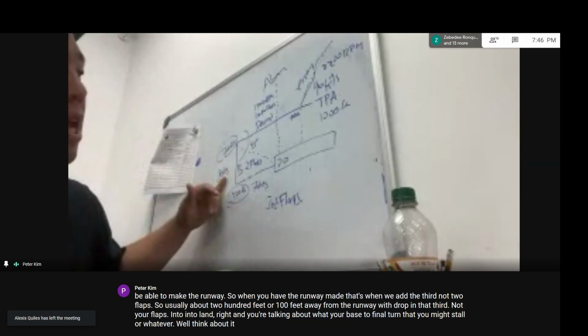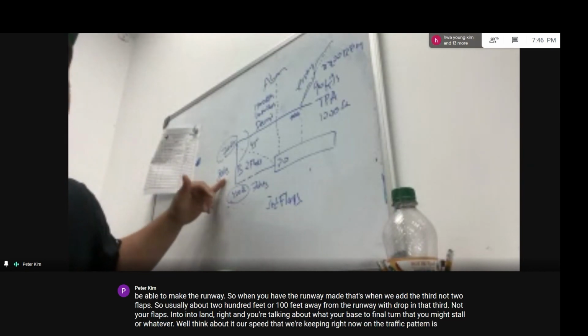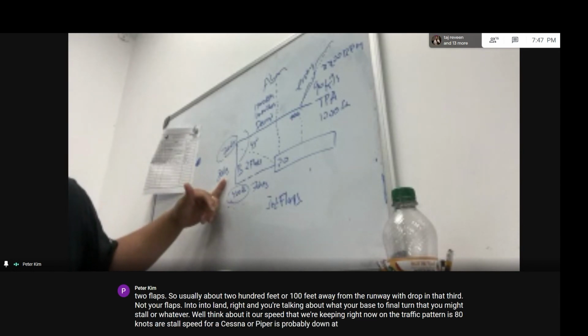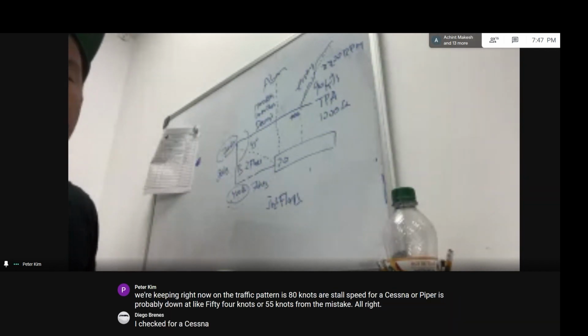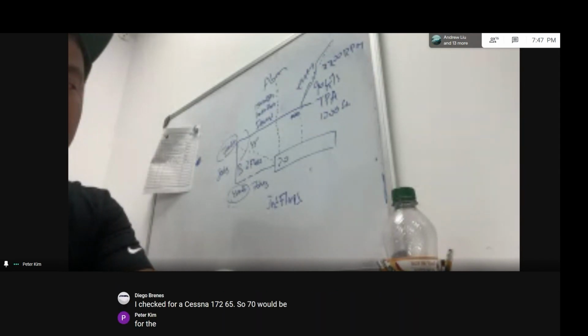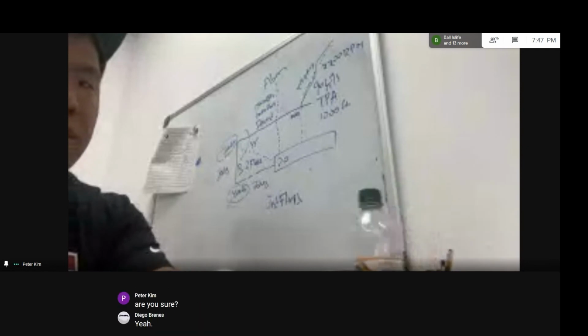And you're talking about with your base to final turn that you might stall or whatever. Well, think about it. Our speed that we're keeping right now on the traffic pattern is 80 knots. Our stall speed for a Cessna or a Piper is probably down at like 54 knots or 55 knots, if I'm not mistaken. Cessna 172 is 65.